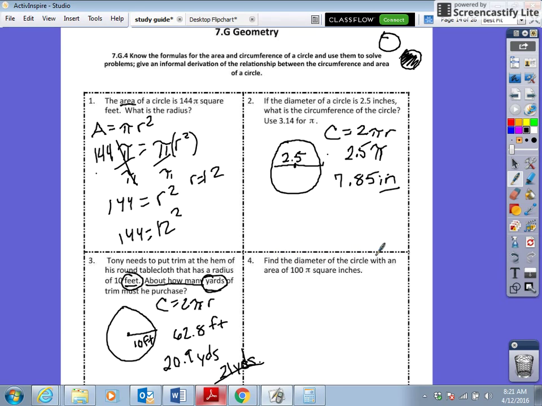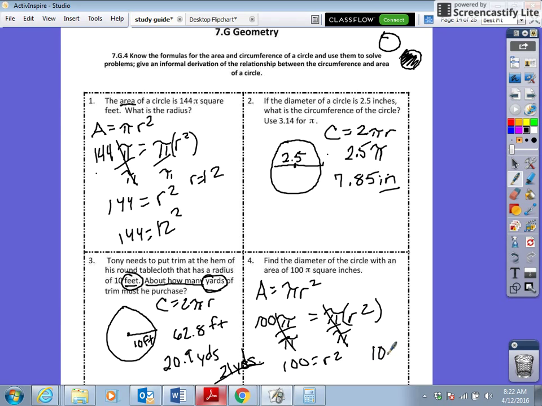Find the diameter of the circle with an area of 100 square feet. So same thing that we had to do over here. My area equals pi r squared. So my area is 100 pi, and that equals pi r squared. So remember, it's just pi times r squared. So I'm going to divide by pi, divide by pi. That goes away, that goes away. So now I just have 100 equals r squared. Well, what times itself equals 100? We know 10 times 10 equals 100. So our radius is 10.